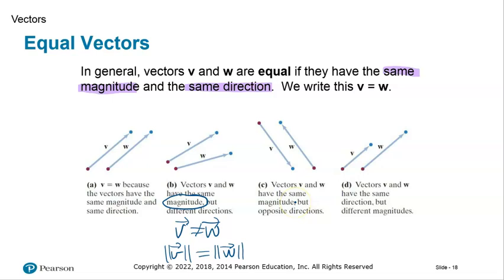And example D, notice they are pointing in the same direction, so we could say they have the same direction, but W is definitely longer than V, so these are not equal. So the only one that is actually equal here is example A. They have both the same magnitude and direction.